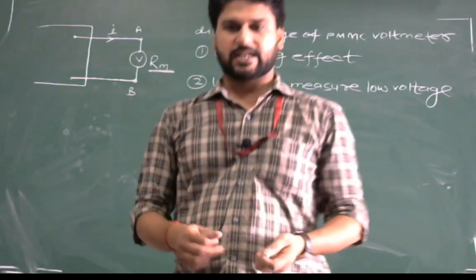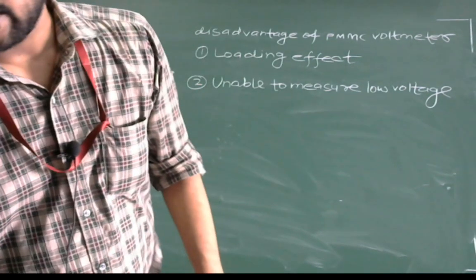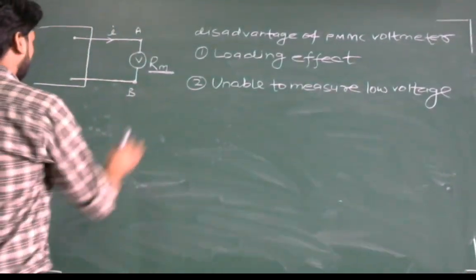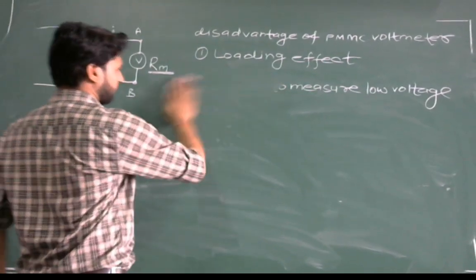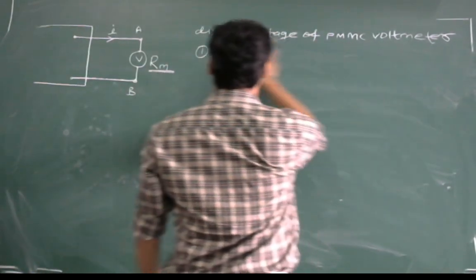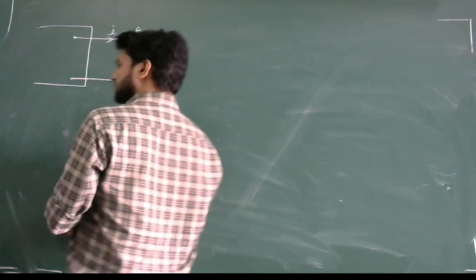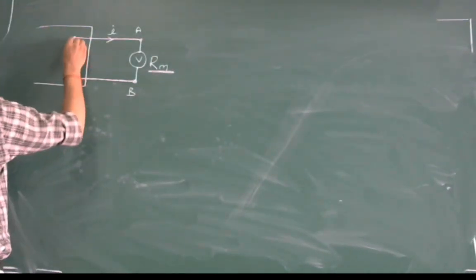So for the electronic instrumentation, suppose in this case this voltage is across the terminal. Suppose this voltage is 20 volt.